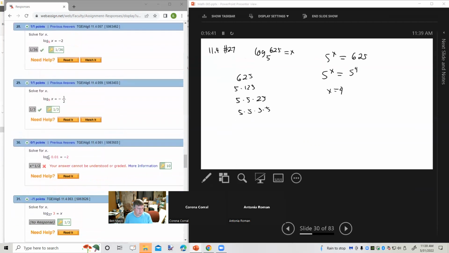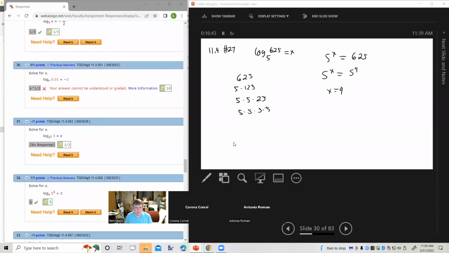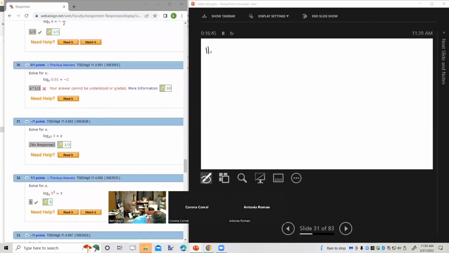Number 30. Solve for x. Log base x of 0.01 equals -2. So if we change this to exponential form, we've got x to the -2 power equals 0.01. Okay. Now, we need to solve for x.